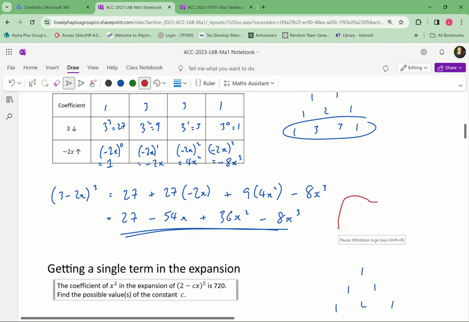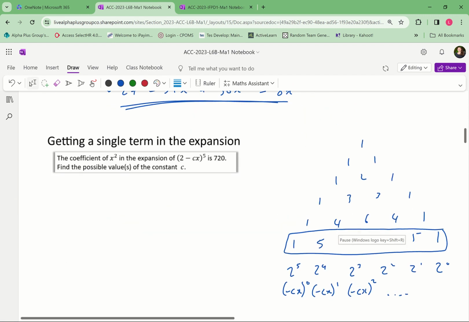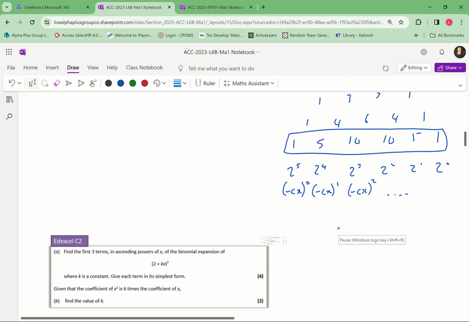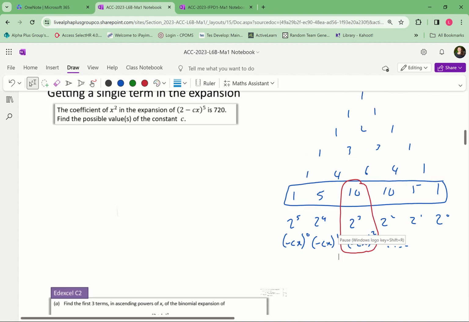this part of my expansion. So my coefficient is going to be 10, my power of 2 is going to be to the power of 3, and my power of minus cx is going to be squared, and that's going to give me the x squared term. None of the other terms are going to give me x squared because the powers of the minus cx part aren't going to be 2.